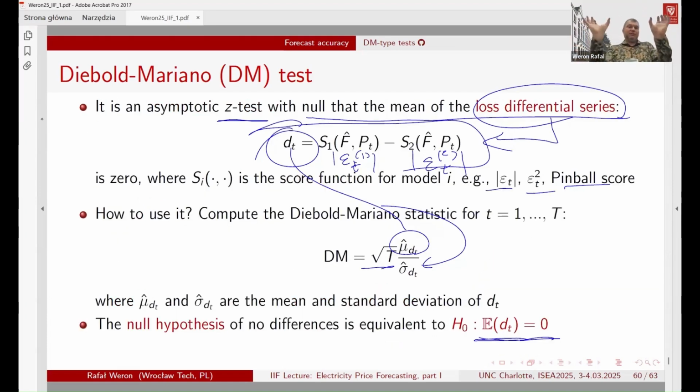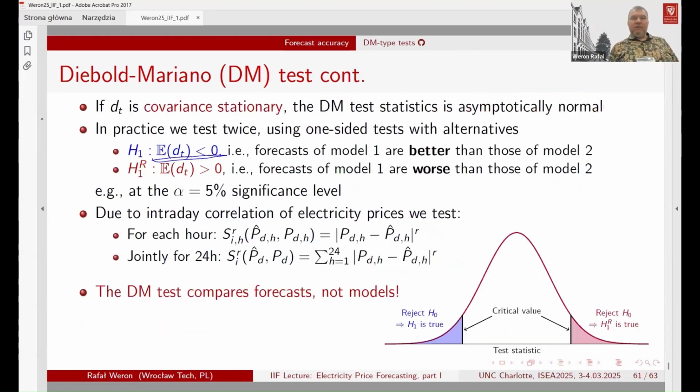When S2 is larger than S1, right? Both of them are positive because they are errors, so they'll be positive. So if S2 is larger, larger errors means model 2 is really worse, right? So what the test does, it compares them.